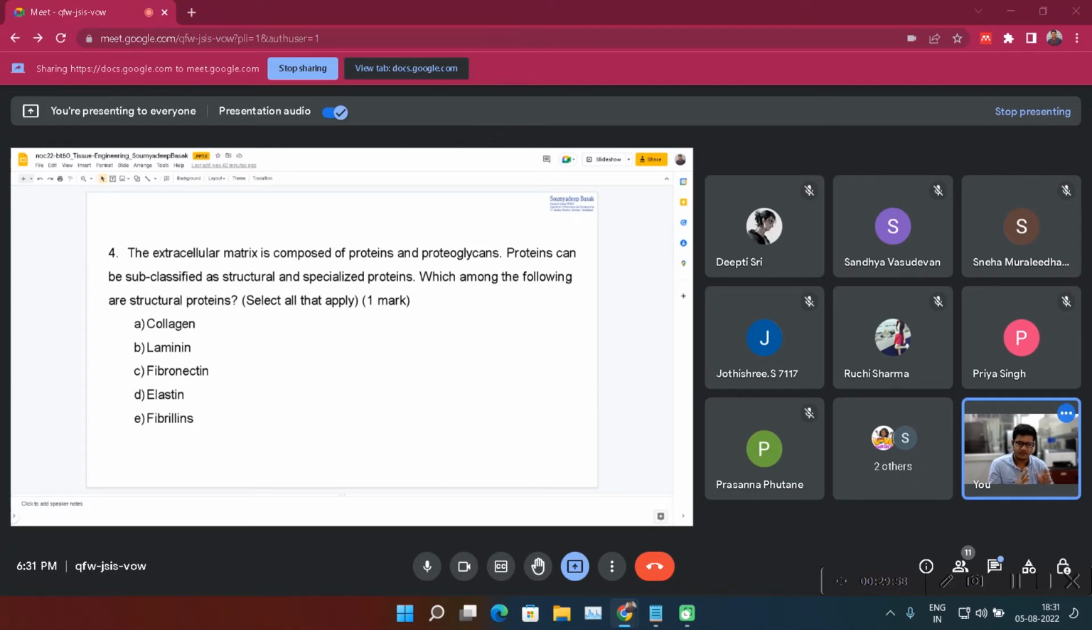We have studied about it in the ECM section, in the ECM lecture by Professor Vignesh. What are the structural proteins? Do we have any response? What do you think would be the structural proteins? Okay. Select all that apply. What are the options?